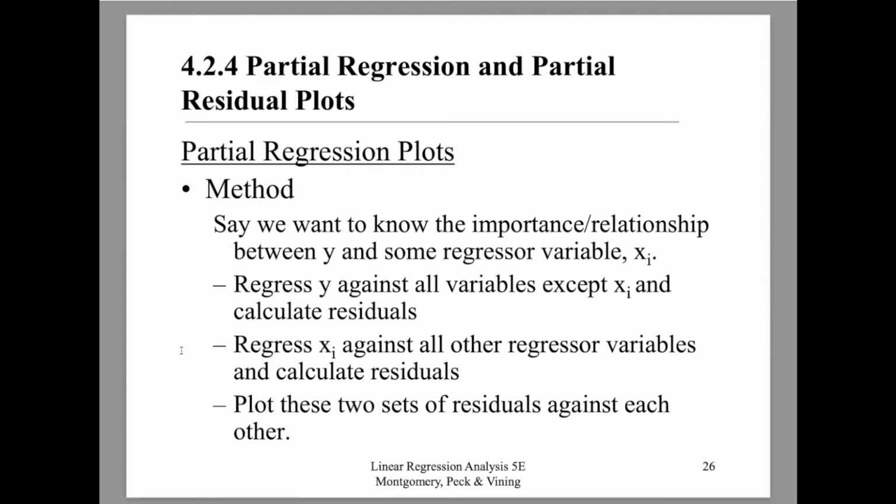The residuals in the second model correspond to the variability in the explanatory variable of interest, x sub I, that is not accounted for by the other explanatory variables in the model. And so that is why when we look at scatter plots of these two sets of residuals, if there's a trend in that scatter plot, then that's providing information to us that there is indeed a relationship between the response variable and the explanatory variable of interest, x sub I, that is not already accounted for by the other explanatory variables in the model.